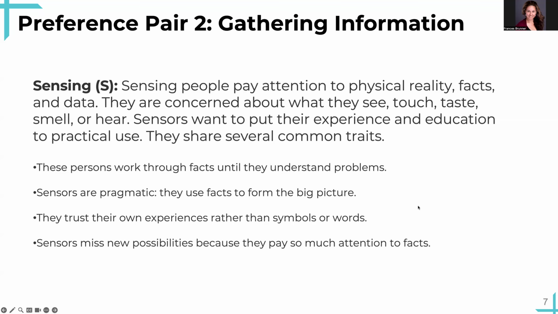So, sensing versus intuition examines how people collect information from the environment. If you focus on the details, then you tend to be more sensing. And then individuals that add meaning to the world are intuitive.